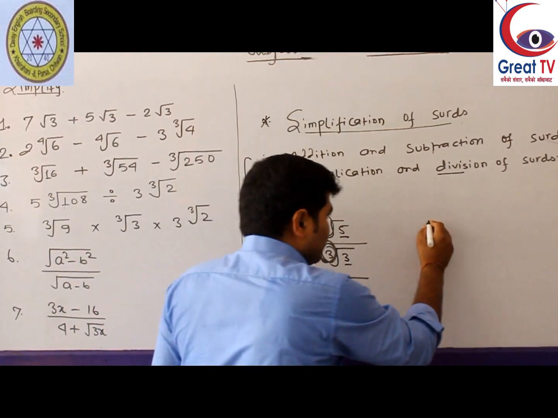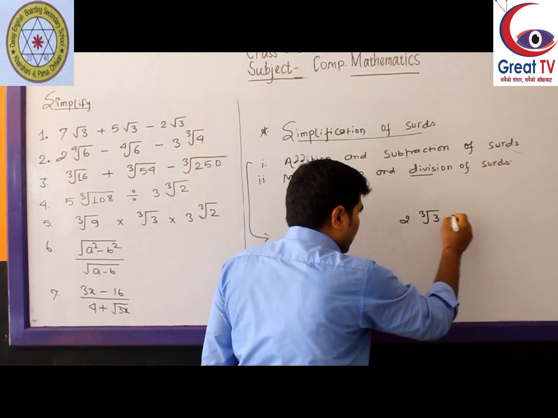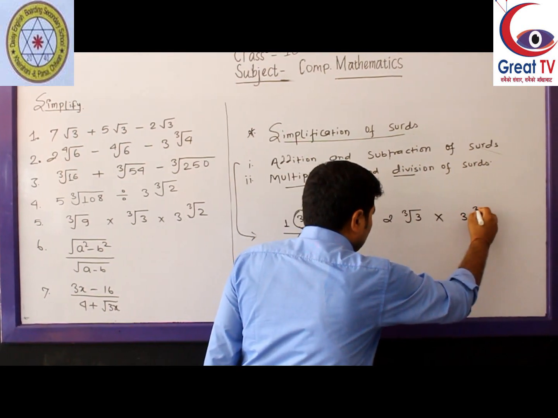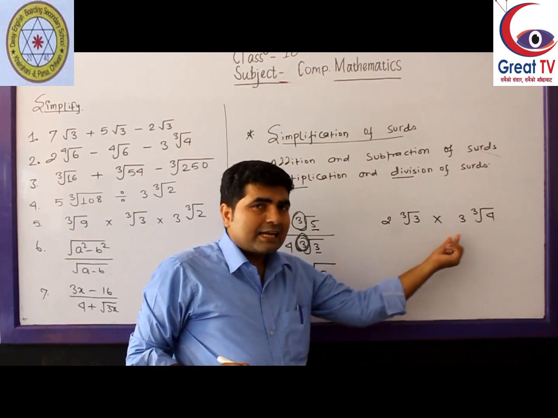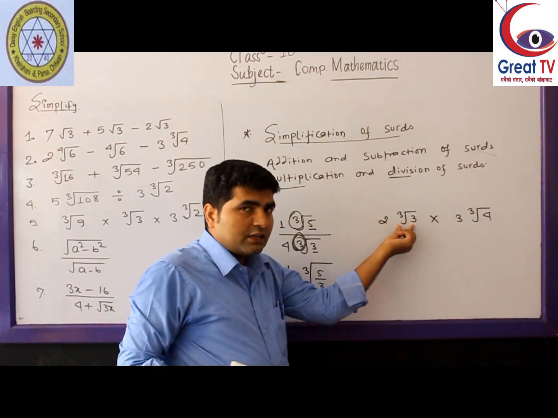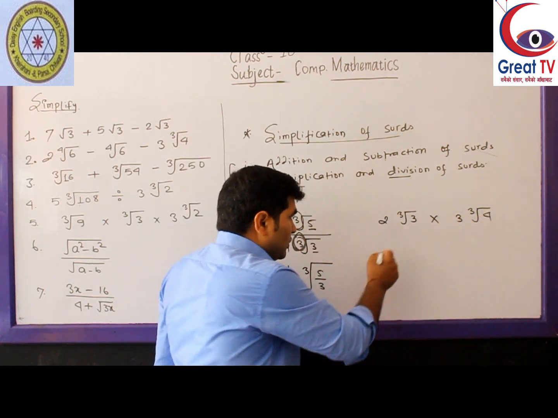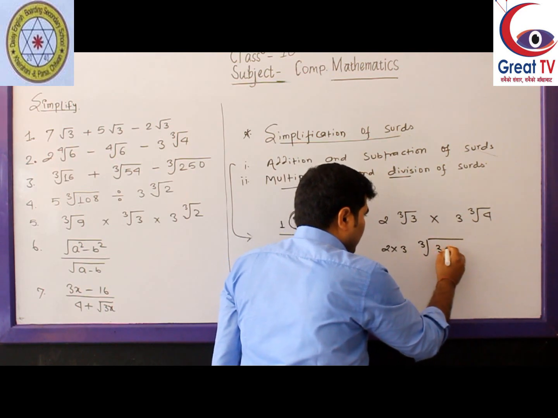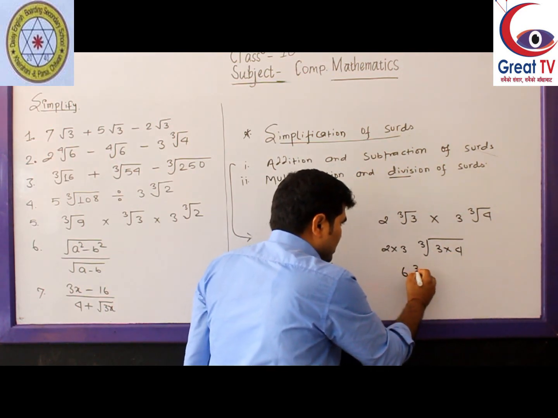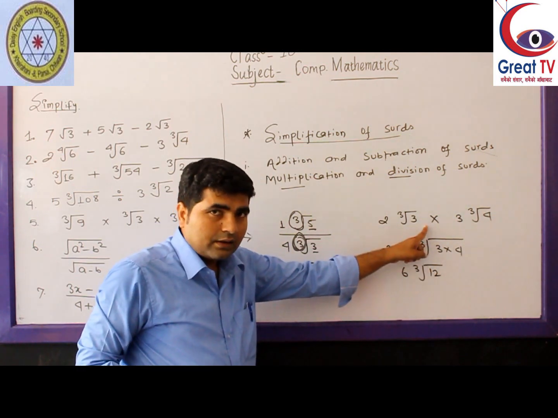Second one, 2 cube root under 3 multiplied by 3 cube root under 4. Now the order of both Surds is the same. The order of the first Surd is 3, and similarly the second one is also 3. Now 3 into 2 is 6, and cube root of 3 into 4, that means 6 cube root under 12. This one is the solution of this one.